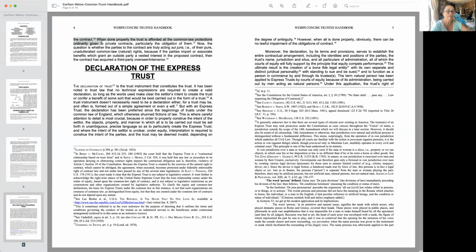When done properly, the trust is afforded all the common law protections ordinarily given to private contracts, particularly the obligation of them. Now, the question is whether the parties to the contract are truly acting sui juris, exercising their pure, unadulterated common law and natural rights. Because if the parties import or associate benefits which grant an outside party a vested interest in the proposed contract, then the contract has acquired a third party overseer intervener.